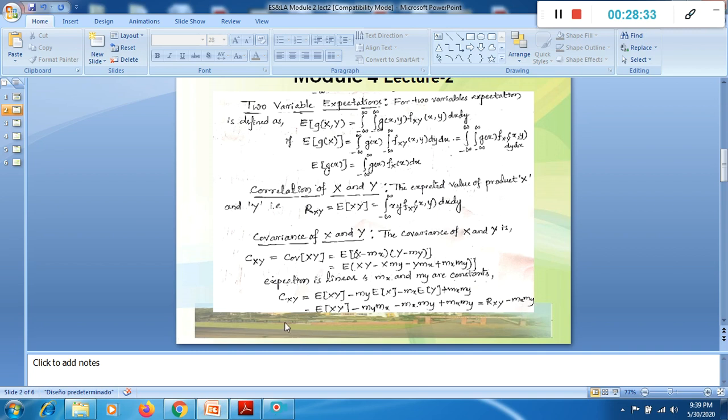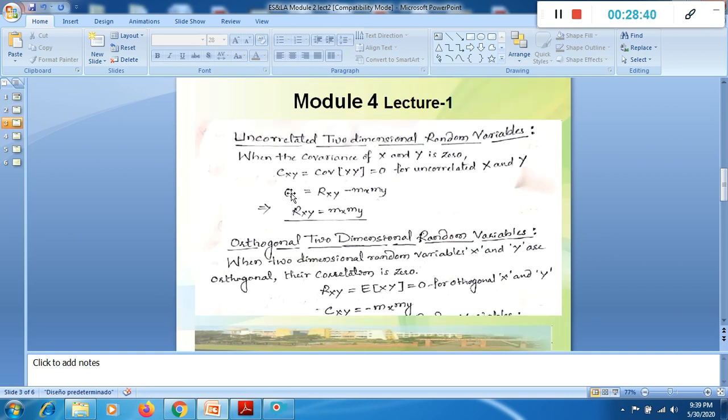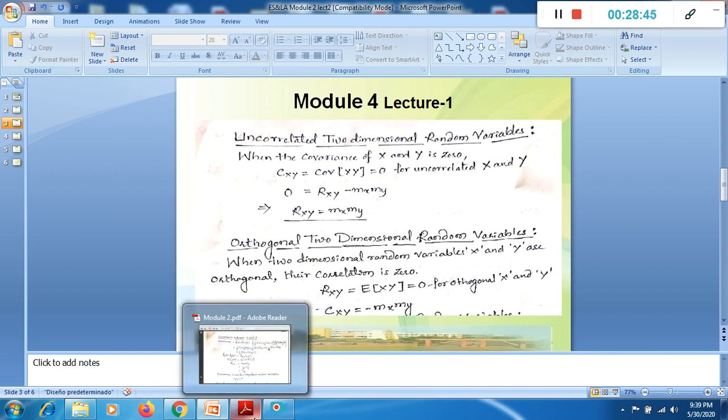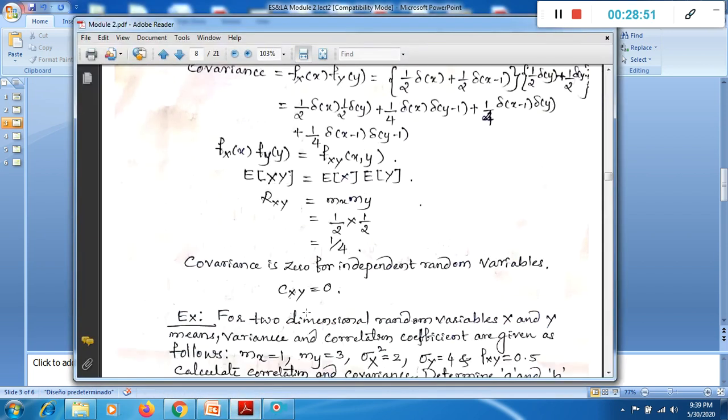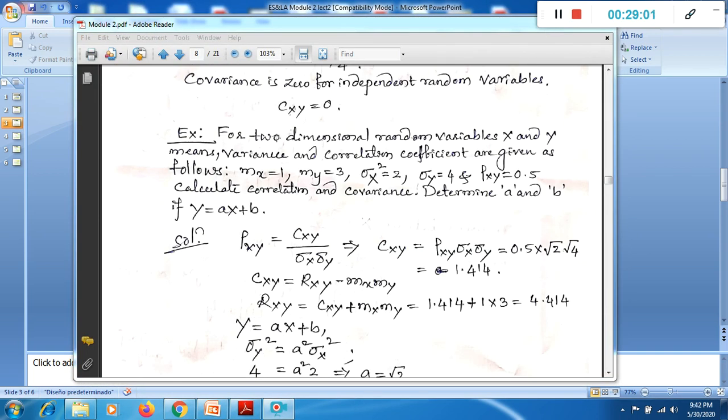So c of xy is equal to 0, and if c of xy is equal to 0, then the two-dimensional random variables are not correlated. They are not correlated. So the conclusion is the covariance is 0, which means they are not correlated, which means they are independent random variables.